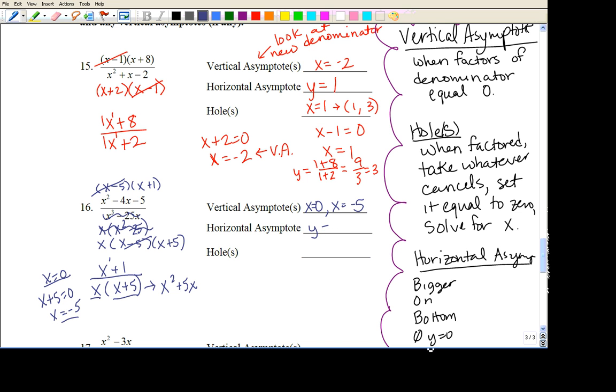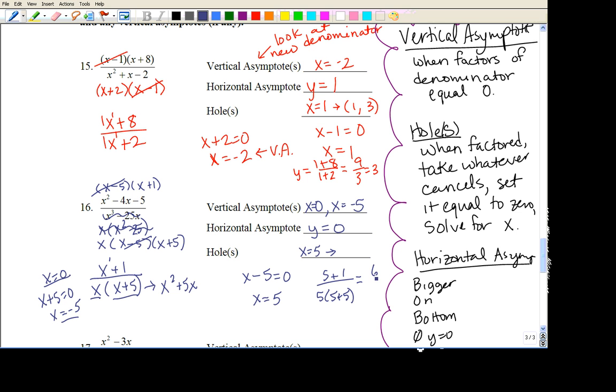And then for the holes in the graph, we go back and look at whatever we canceled out, and that was the x minus 5. So when I set that equal to 0, I'll get x equals 5. So the hole in the graph will be when x equals 5. But if I want to find the exact point, I take that 5 and plug it back into my new equation. So I'll have 5 plus 1 over 5 times 5 plus 5.